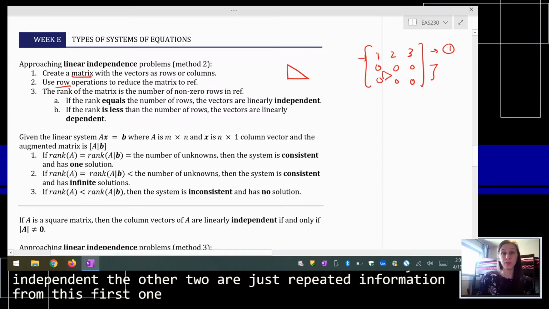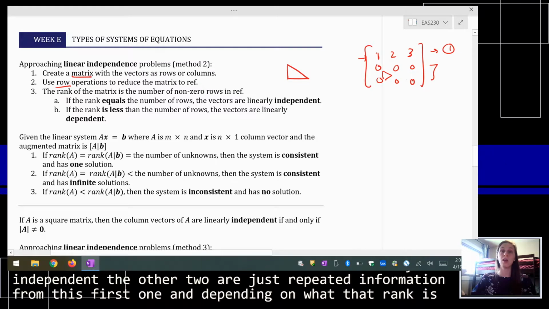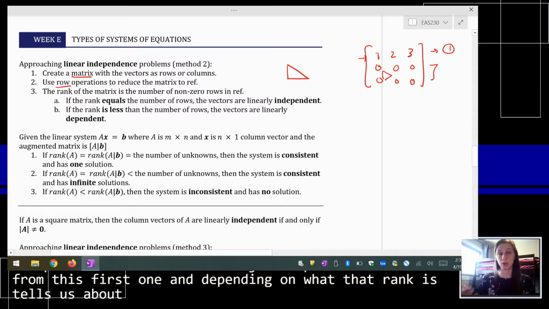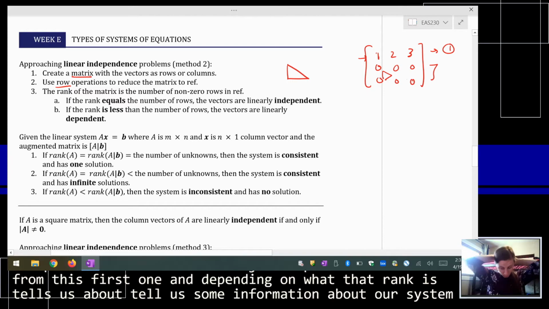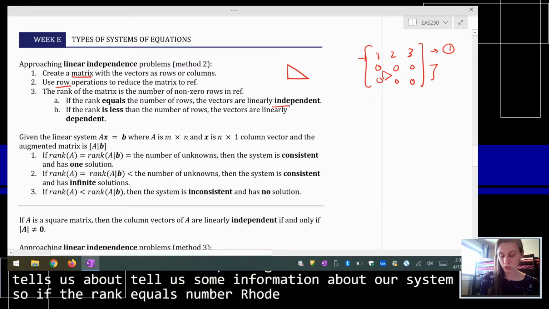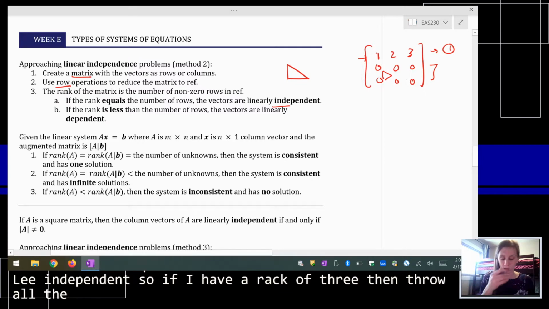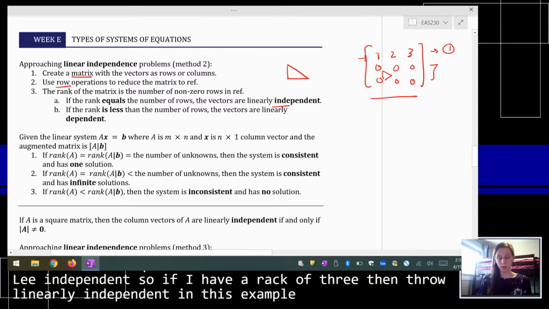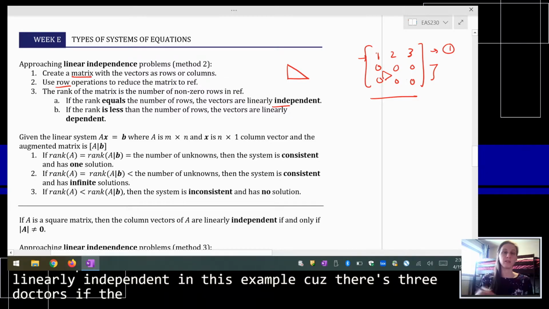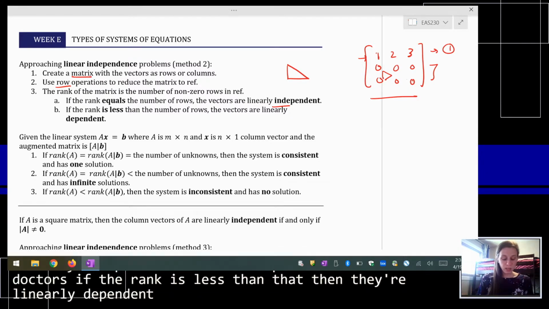And depending on what that rank is, it tells us some information about our system. If the rank equals the number of rows, the vectors are linearly independent. So if I have a rank of 3, then they're all linearly independent in this example, because there are 3 vectors. If the rank is less than that, then they're linearly dependent. This comes into play when it comes to solving our systems.